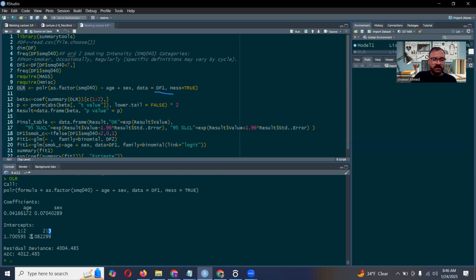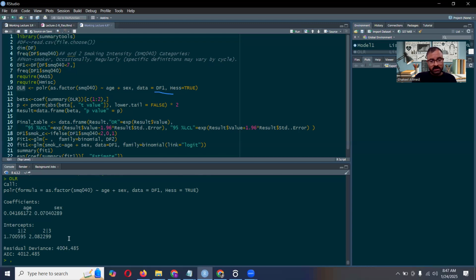So we are not interested in the intercepts, we are interested in the coefficients, which for age is 0.04, and for sex it is 0.07. What does it mean? It means age and sex are positively related with smoking intensity, you can say. But we need to interpret it in more detail.